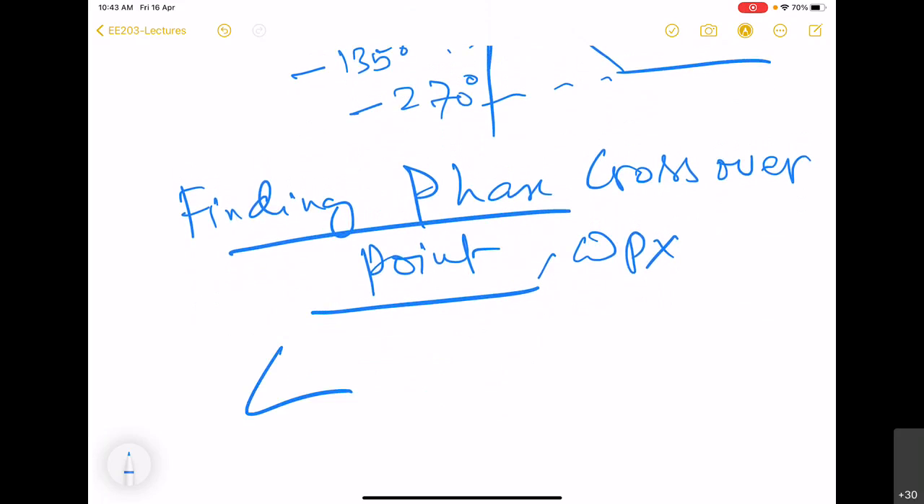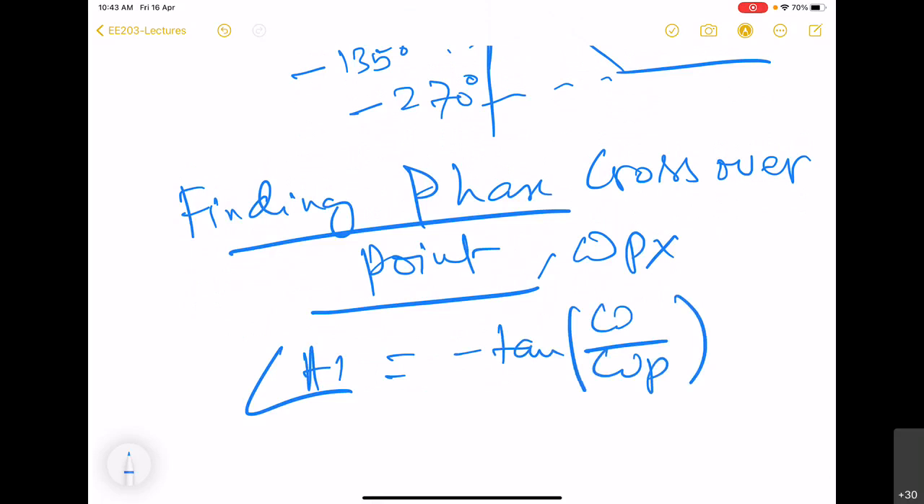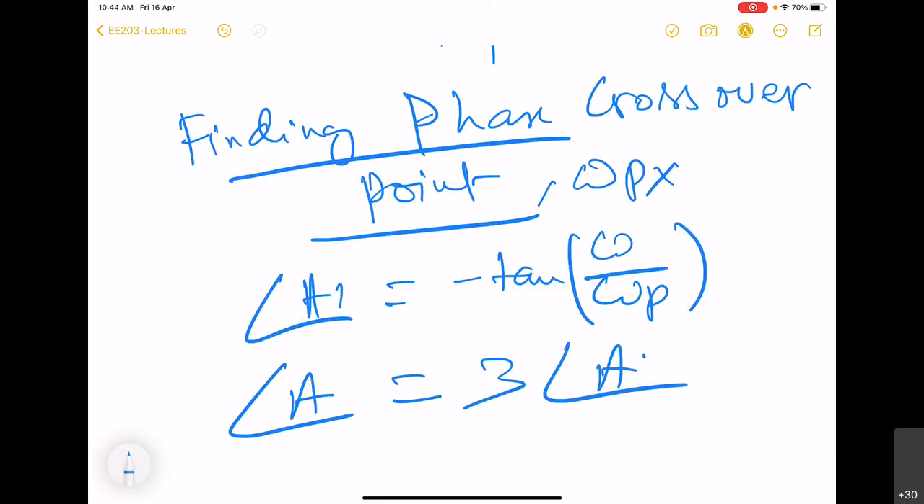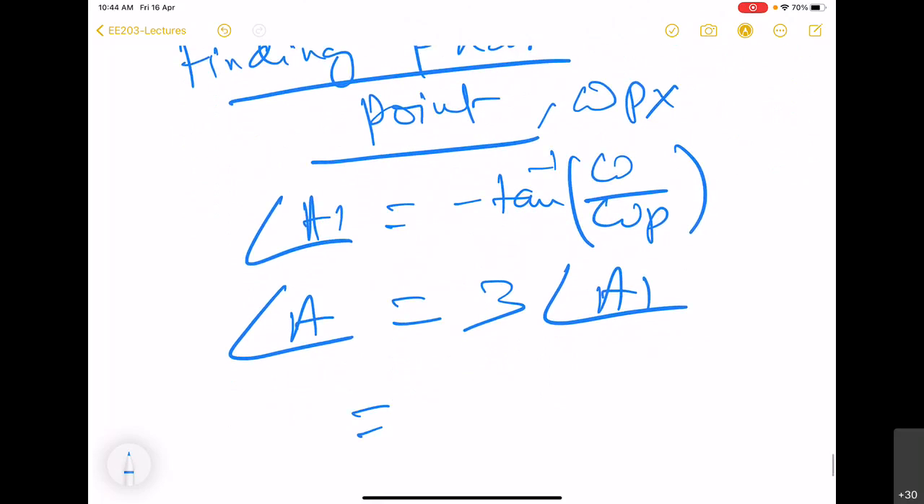So here the phase of the first order transfer function is going to be minus tan inverse omega by omega p. So this is for 1 CS stage. So the overall phase response is going to be 3 times this one, because 3 such stages have been cascaded. So the phase is going to be minus 3 tan inverse omega by omega p.